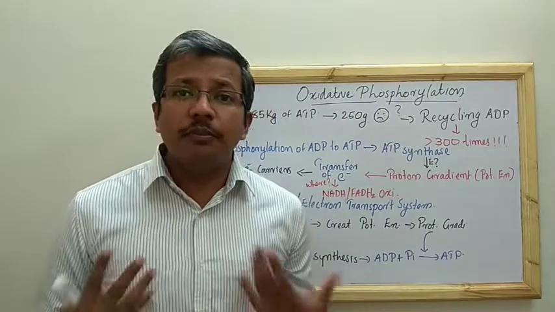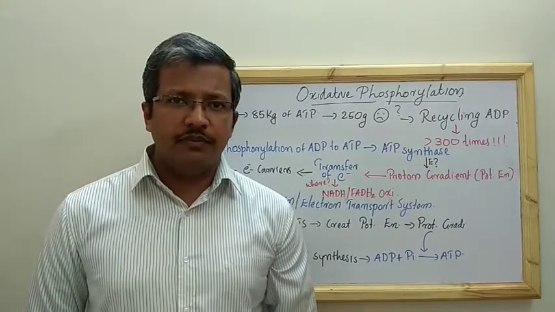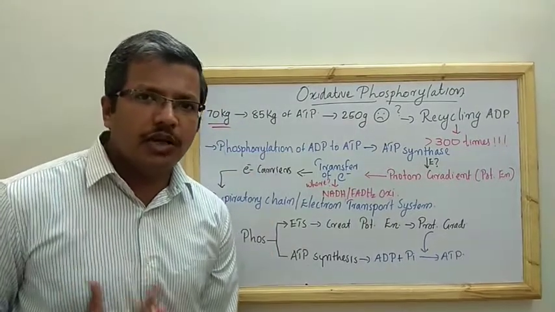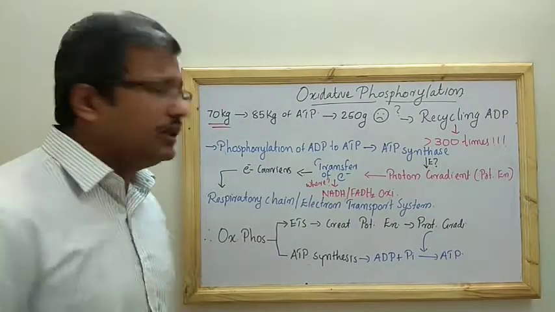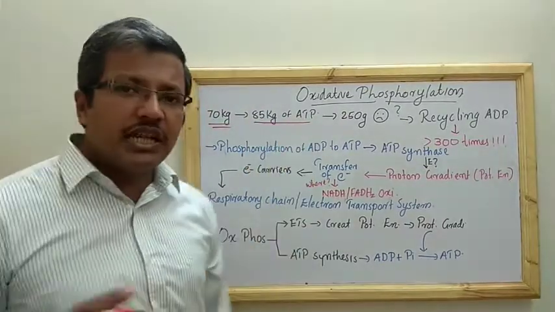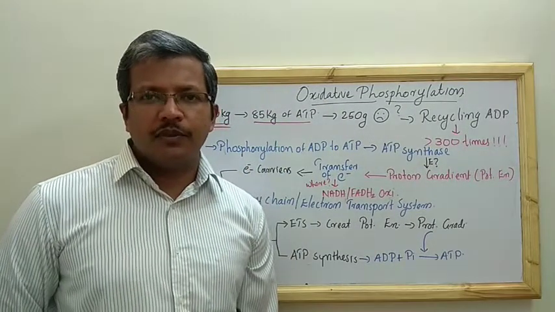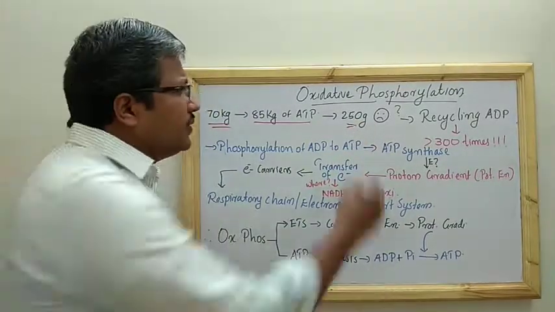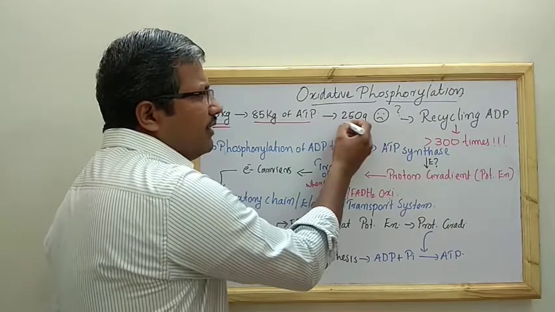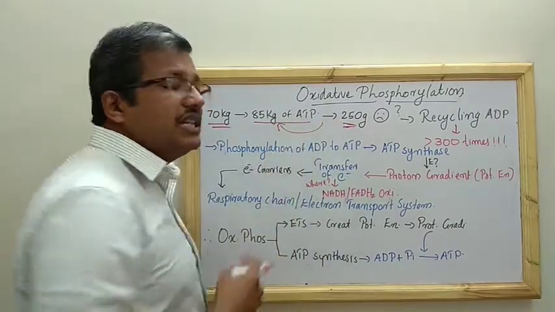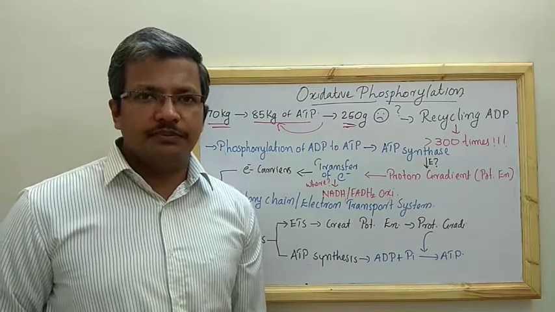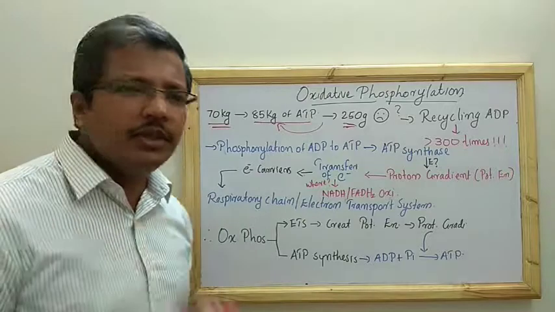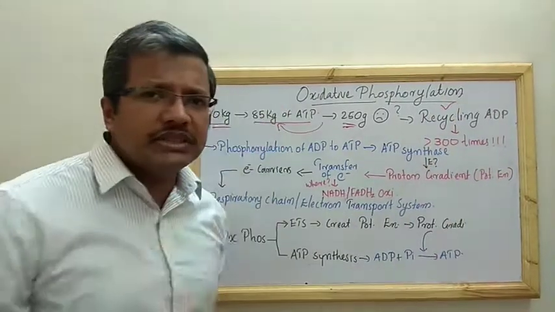Let us think for what purpose this particular thing is happening. A man of 70 kg in weight requires actually 85 kg of ATP per day. And we have only 250 gram of ATP. This 250 gram of ATP is available, but we require 85 kg of ATP per day. So what is the solution? The solution is simply recycling. We have to recycle the ADP.